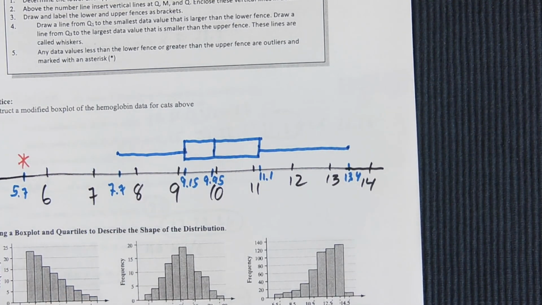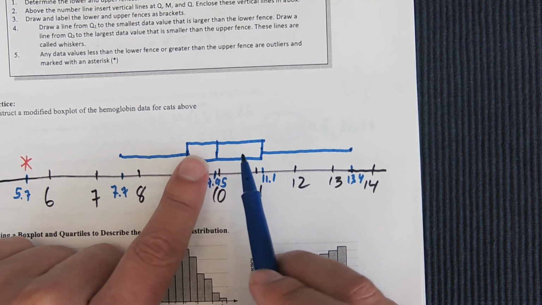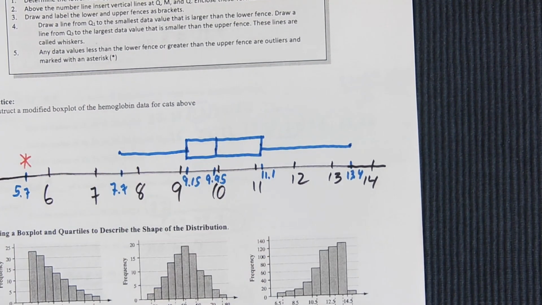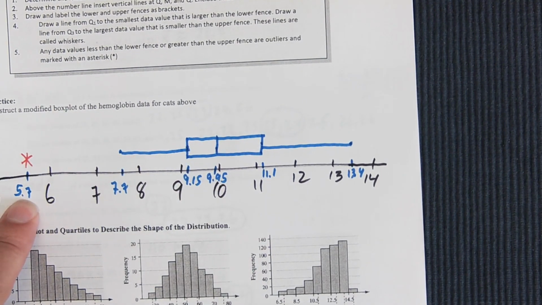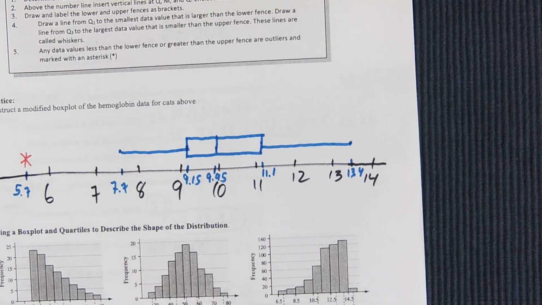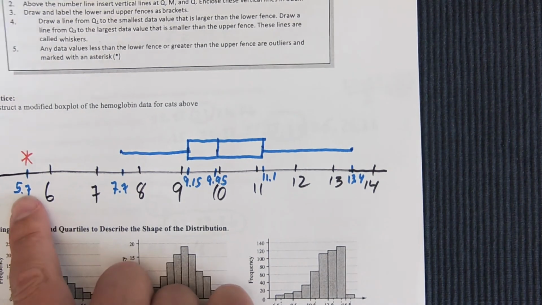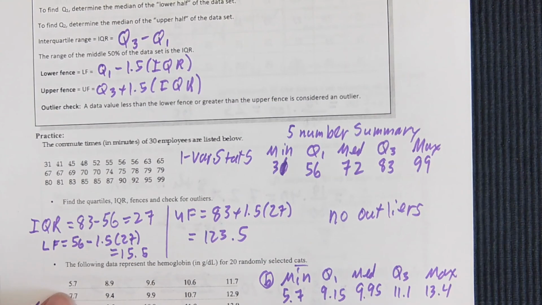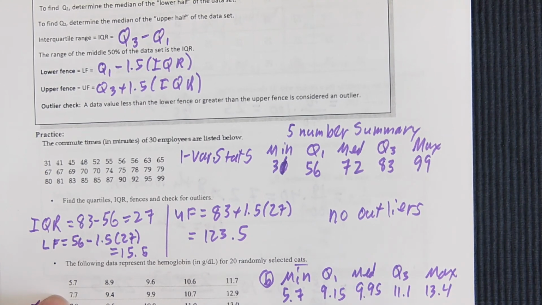And you can see why we call it a box and whisker plot. You can see the box and the whiskers. And here's our outlier way over here. So if there's an outlier, we don't include it. We go to the next data point above 5.7. That's 7.7 in this case.